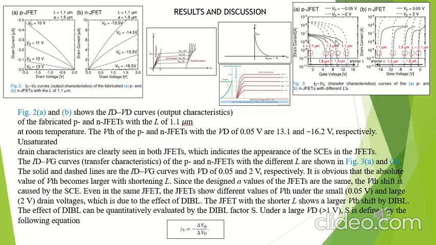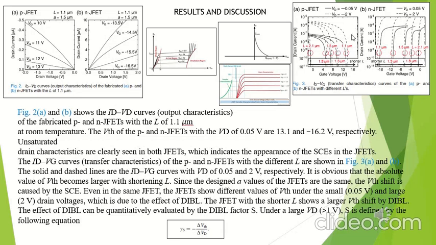Firstly, for a drain voltage of 0.05 volts, as the channel length becomes shorter, the magnitude of the threshold voltage increases. For the shortest length, it has 16 volts of threshold voltage. Here too, you see the magnitude of the threshold voltage is like 16 volts for the shortest channel, and this is one of the short channel effects.